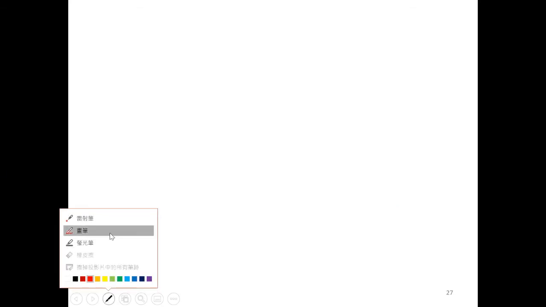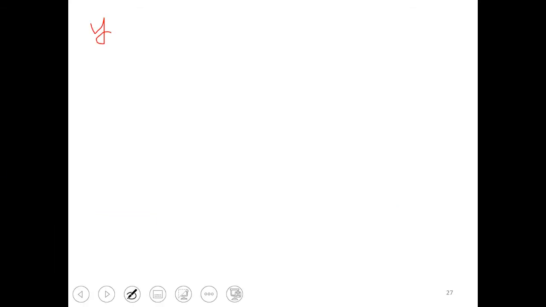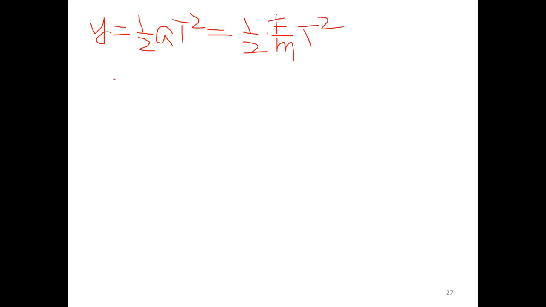So finally we have y. We have y equals 1/2 a t squared. I suppose you should have learned it in high school. So which will be 1/2 F over m t squared.